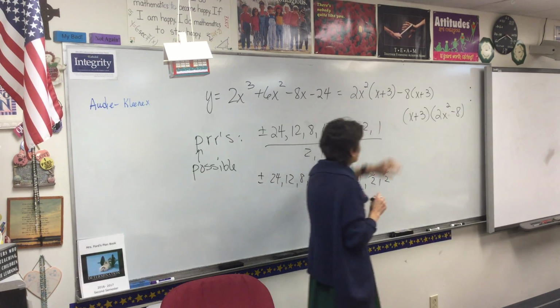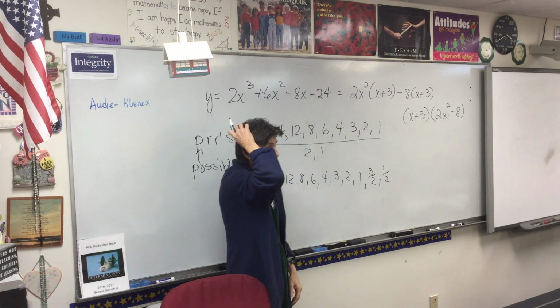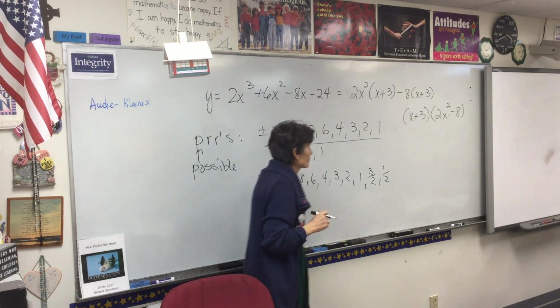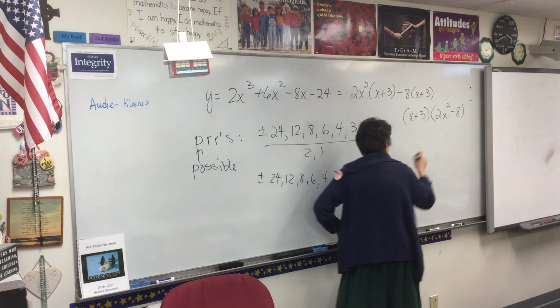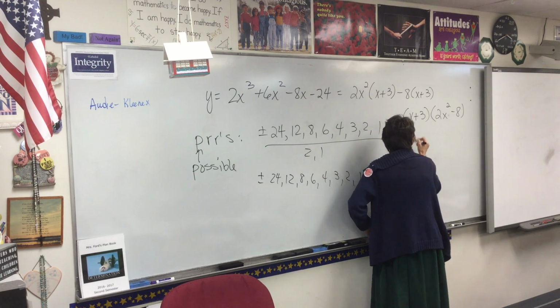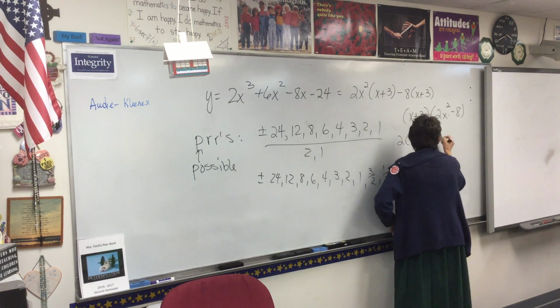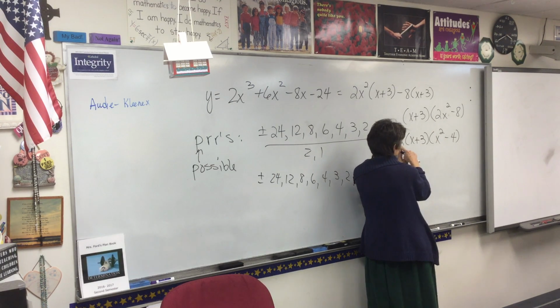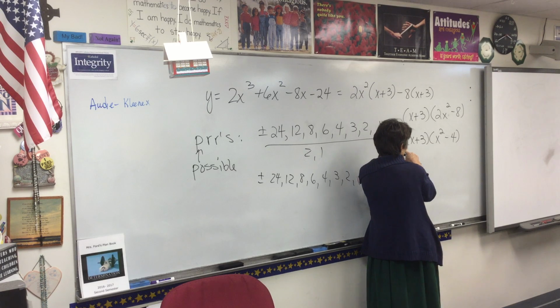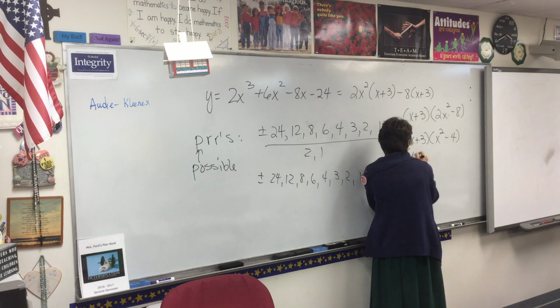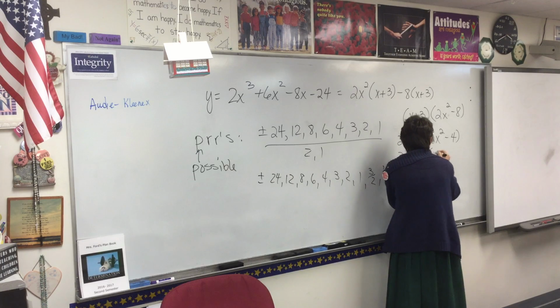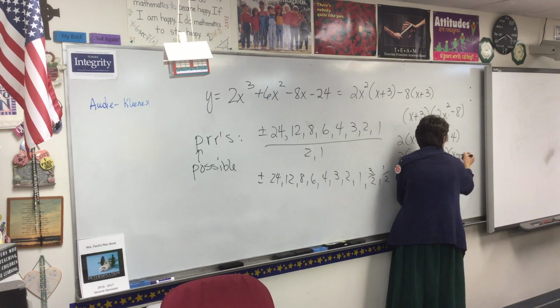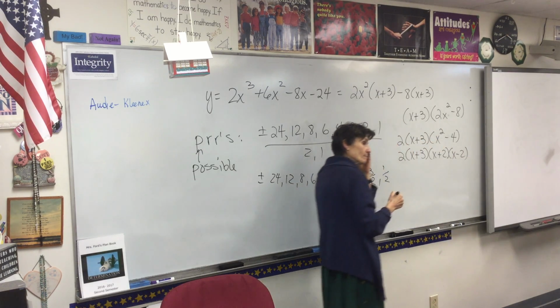Now, what do you notice about the part that's left? You can take out a 2. So I'm going to take out a 2 and write it out here in front. Okay, so I took this 2 out and put it out here. Now, what do you notice about that? That's x plus 2, x minus 2, right?